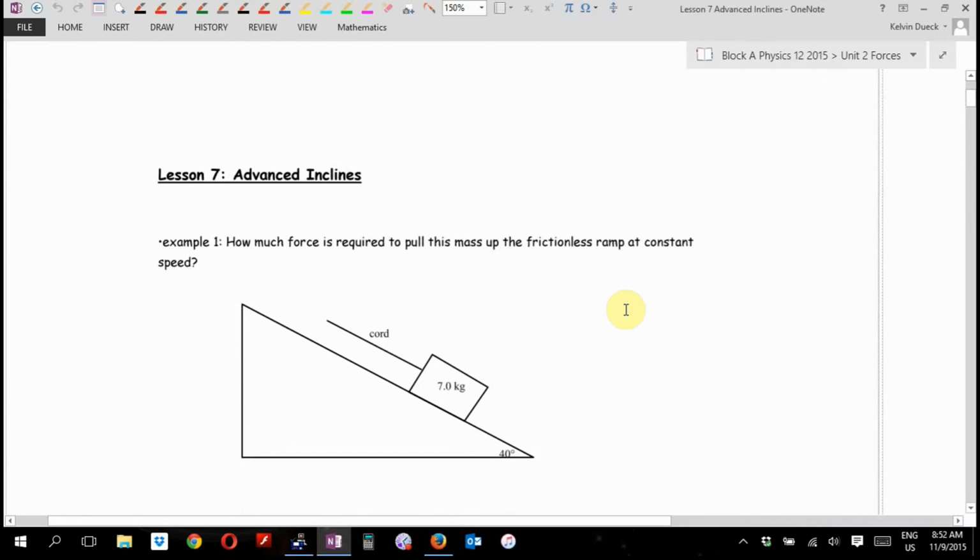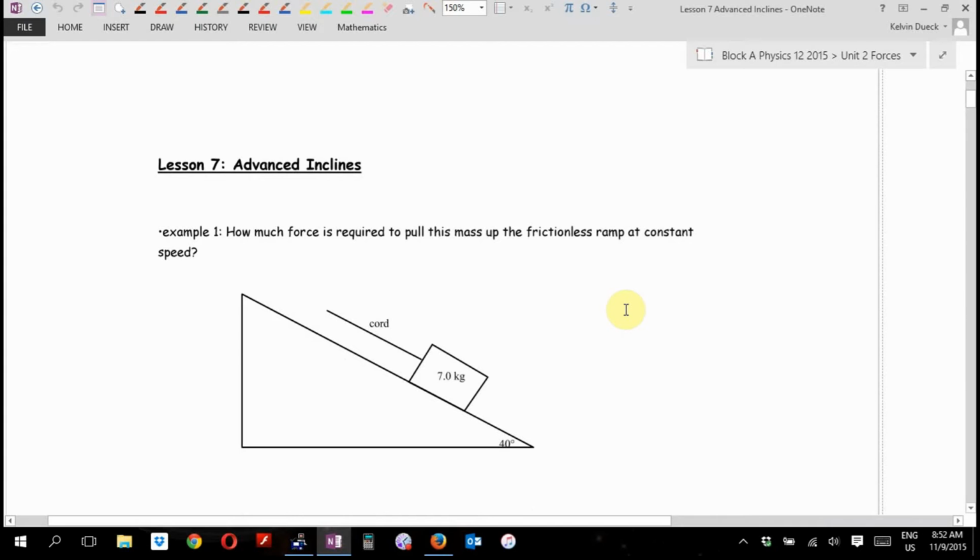So Lesson 7 is called Advanced Inclines. I'm gambling that Advanced Inclines might help make clear some of the inclines from last day. We'll see. So here's a nice question. I see a ramp right away. I'm thinking components. I'm going to make gravity parallel and perpendicular. How much force is required to pull this mass up the frictionless ramp at constant speed? There's a key phrase that I would underline, which is the key to this question. It's the last 3 words.